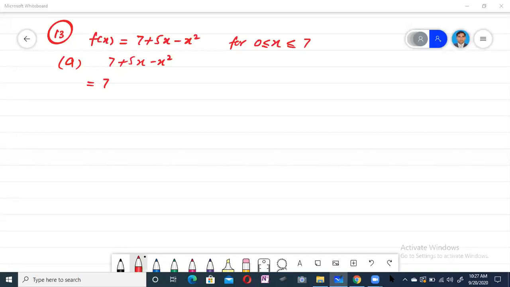Okay, now here 7 plus 5x minus x square. 7 as it is, from the next two terms we are taking minus common. Then inside will be plus x square and minus 5x. As minus is common, inside the bracket we will change the sign of both the terms.